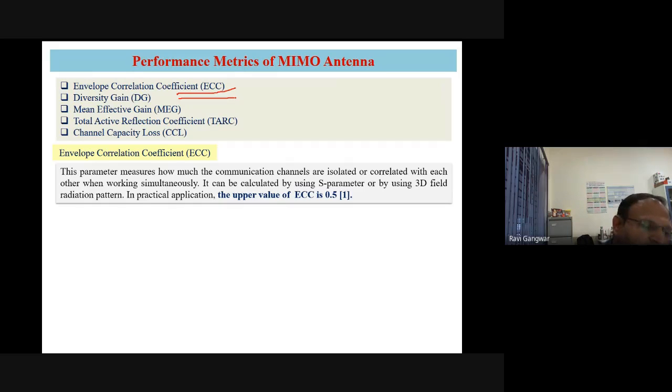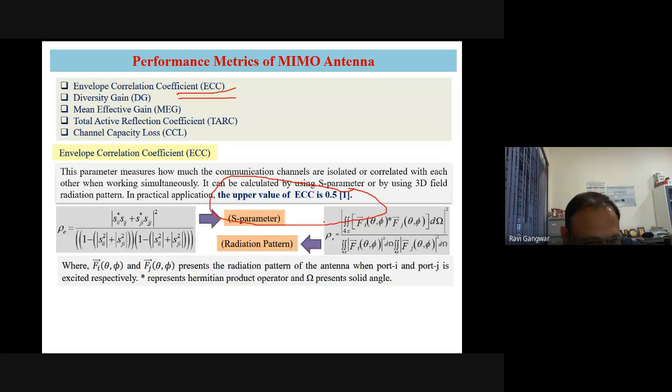So here we use the ECC for judging the performance of MIMO antennas, and the extreme value that is useful for designing is 0.5. Here we can calculate this ECC based on two different formulas.